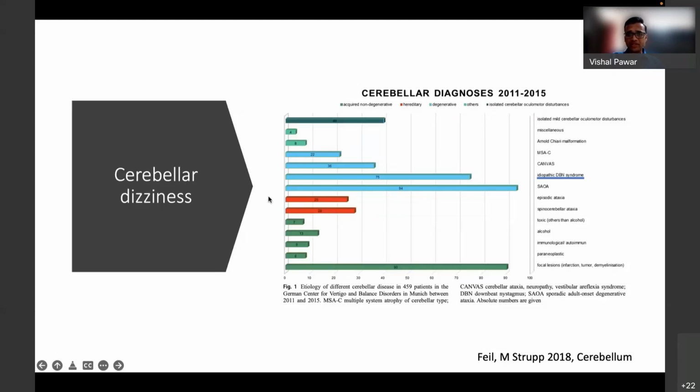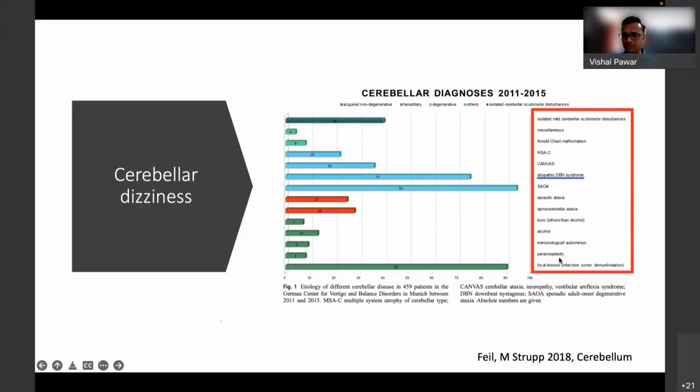And there is one entity called cerebellar dizziness. There was one article where they have clubbed all the cerebellar etiologies into this umbrella term called cerebellar dizziness. And there are a variety of things which can involve the cerebellum and can lead to cerebellar dizziness, like idiopathic downbeat nystagmus syndrome. I have recently come across a case of idiopathic downbeat nystagmus syndrome.